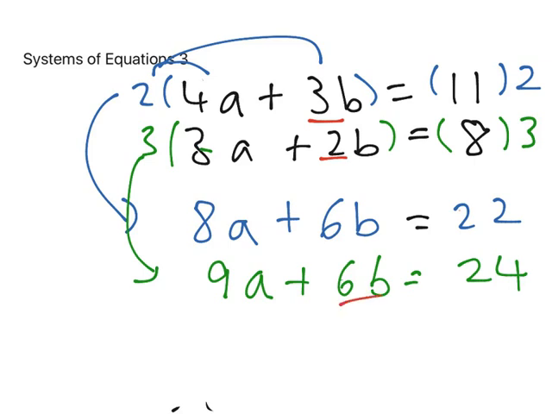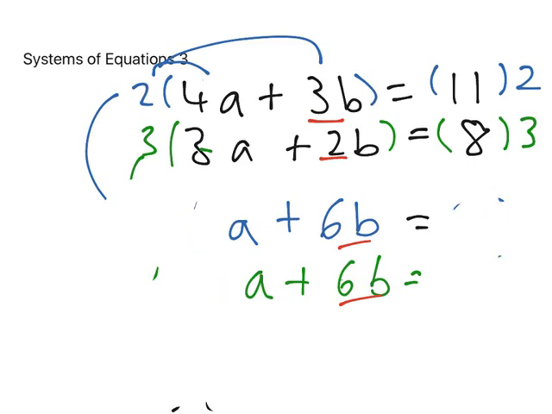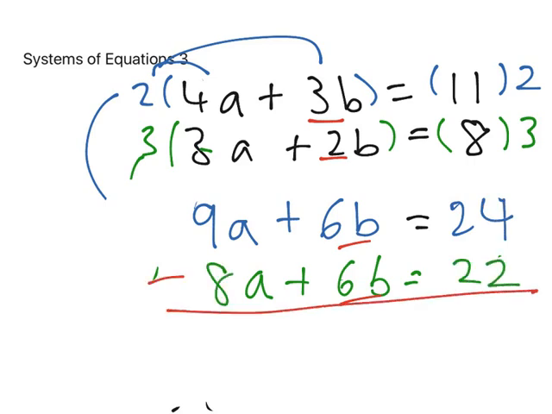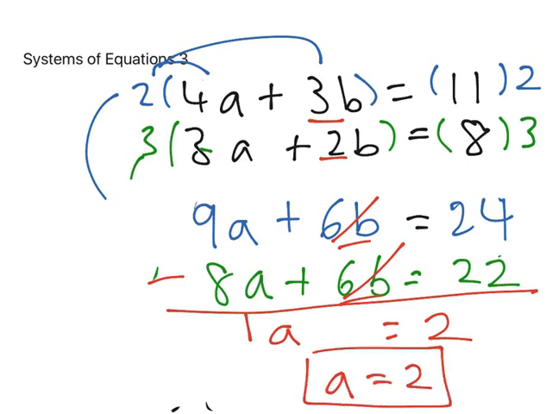I have a 6b here and a 6b here. So I can subtract. But I'm actually going to subtract the bigger one minus the smaller one. It's going to change how I write them. So I put a 9a and just changing when I write them to make it easier. So when I subtract, I get 1a. 6b minus 6b is nothing, equals 2. You can divide both sides by 1, or you can just recognize that means that a equals 2. So a equals 2.